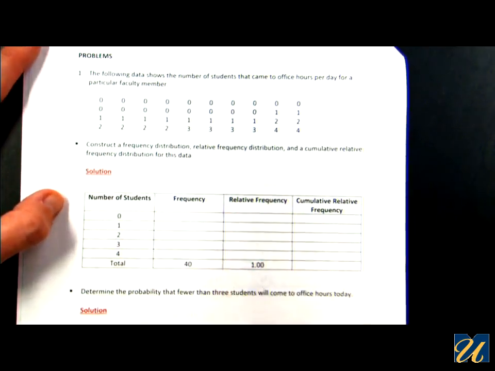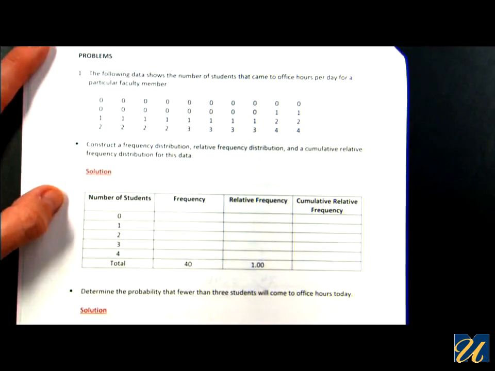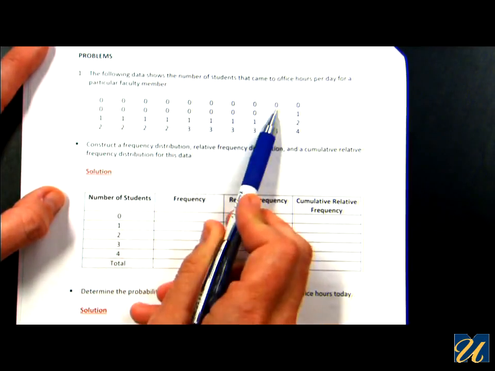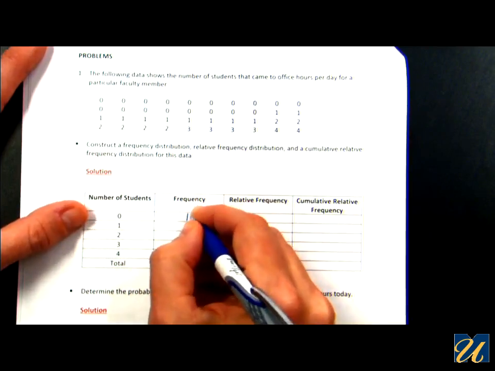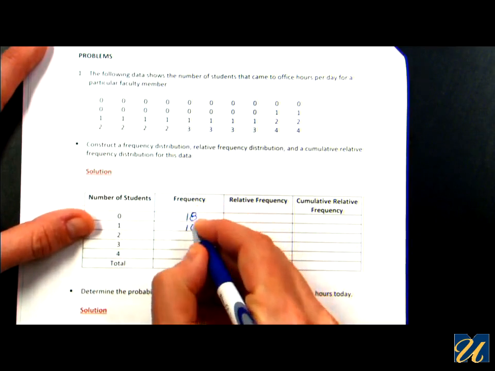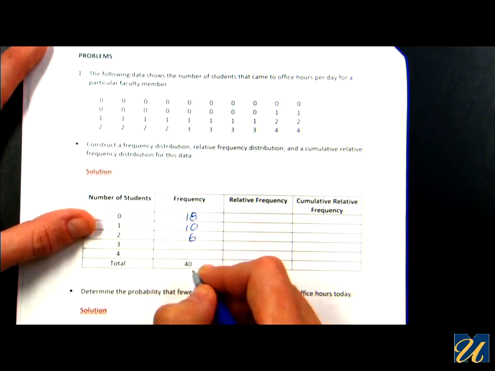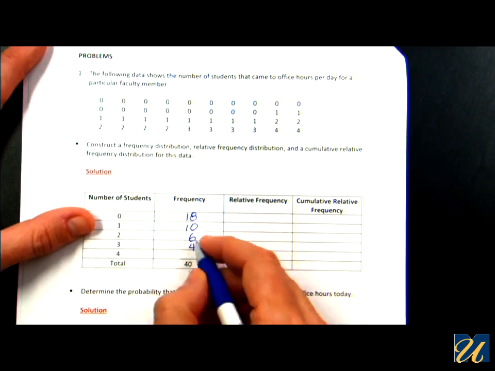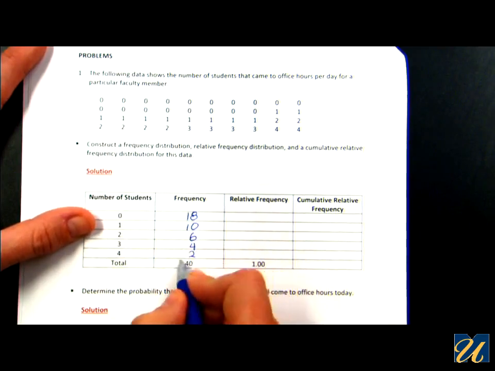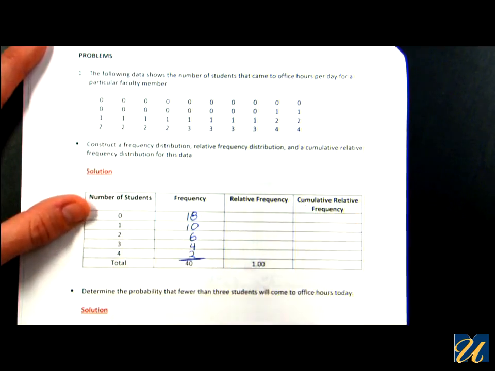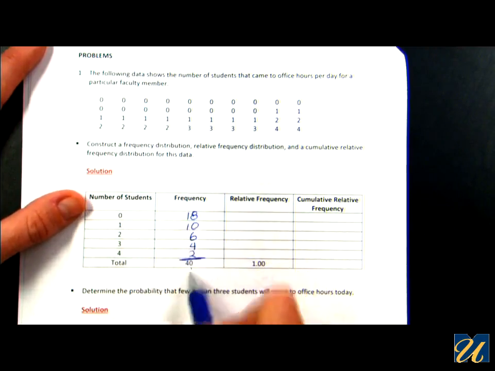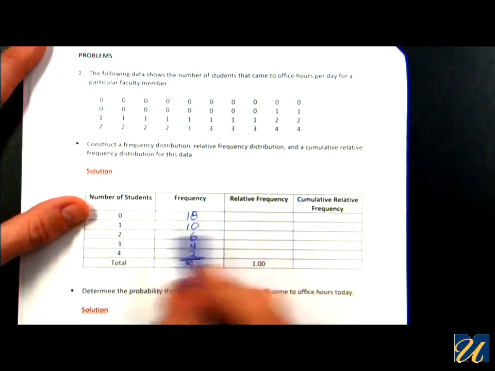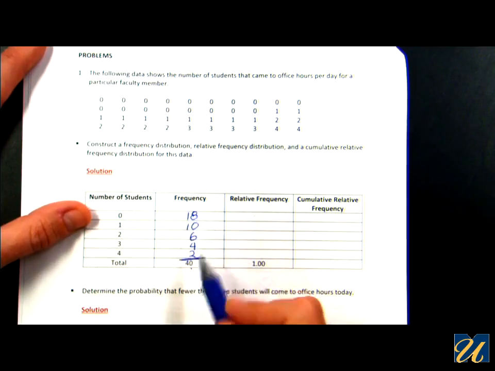So we have the number of students, and we want to find the frequency. You will take each of the outcomes and you will count the number of times that you observe it in your data set. If you count all the zeros, you will see that you have 18 zeros. We have 10 ones, 6 twos, 4 threes, and 2 fours, for a total of 40. To find the relative frequency, we will need to take each frequency of the category that we're interested in and divide it by the total. So the relative frequency for 0 students will be 18 over 40.